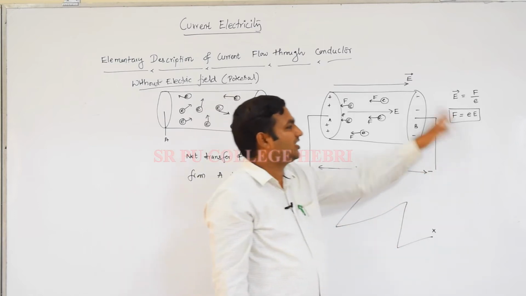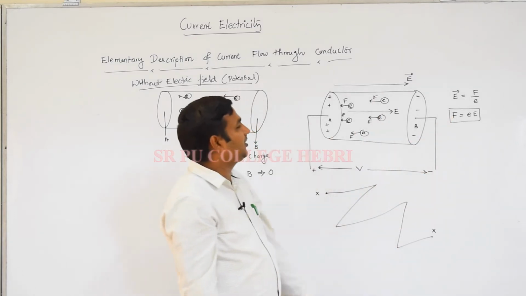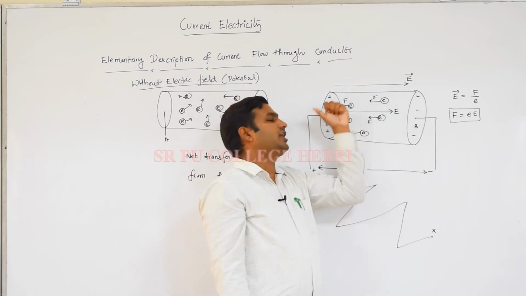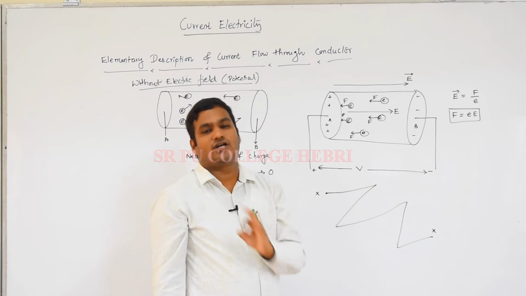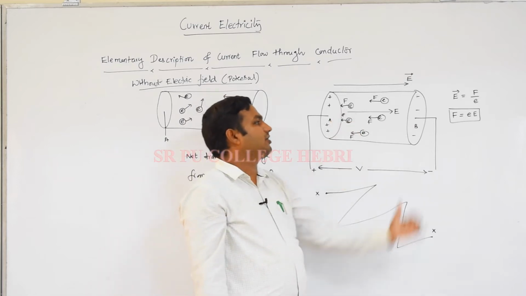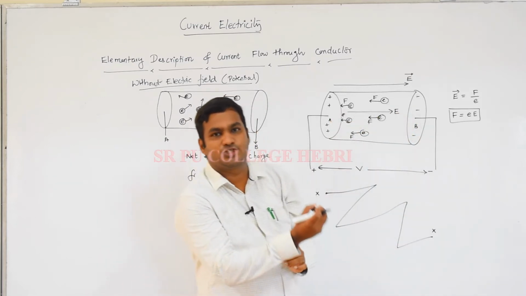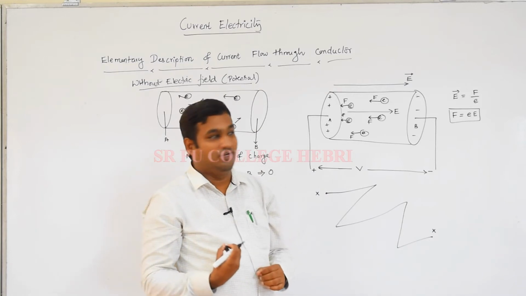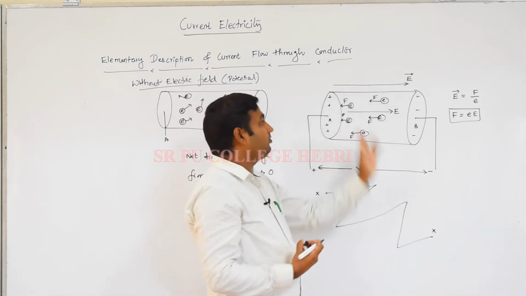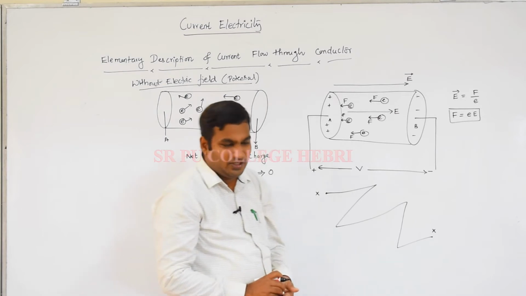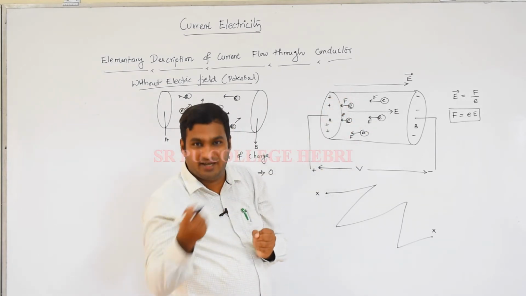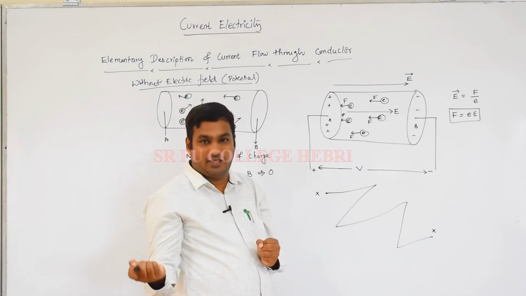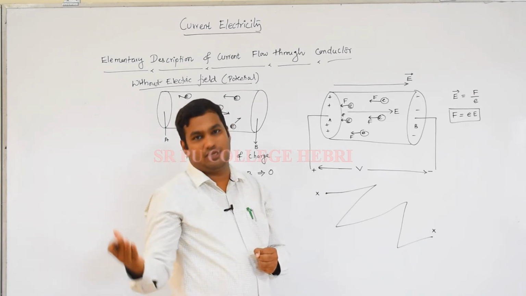Due to this potential, each and every electron present in a conductor will experience a force. That force we call electric force. That electric force acts opposite to the direction of electric field, because electrons are negatively charged particles. Negatively charged particles always move opposite to the direction of electric field. Due to this electric field, each and every electron gets slightly drifted from its initial path.